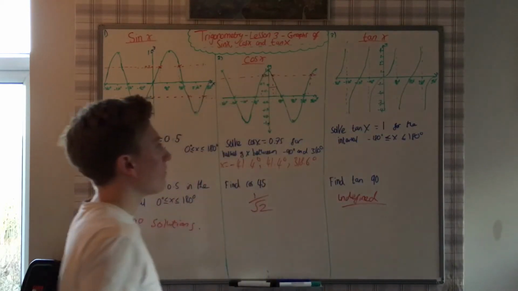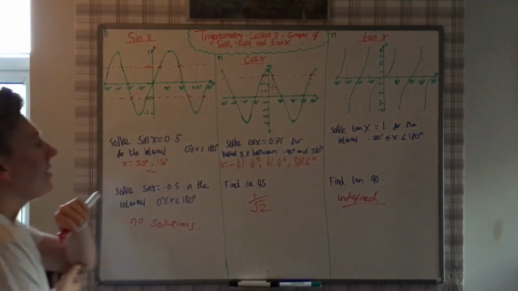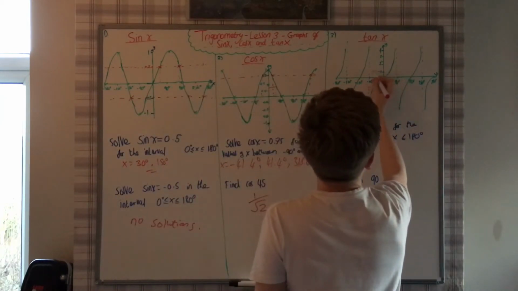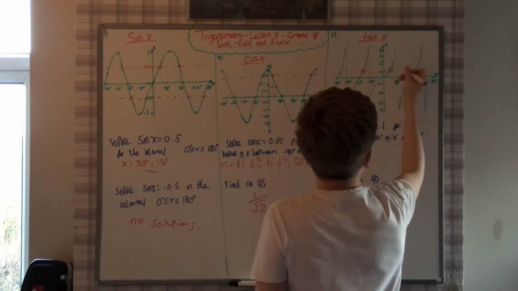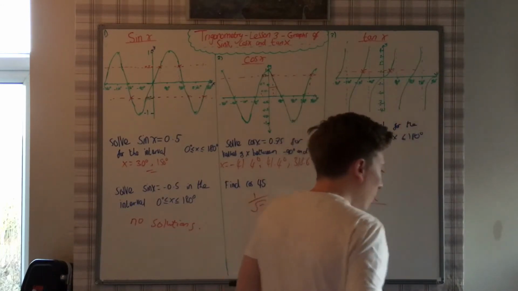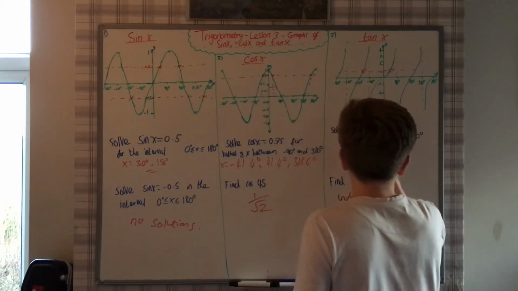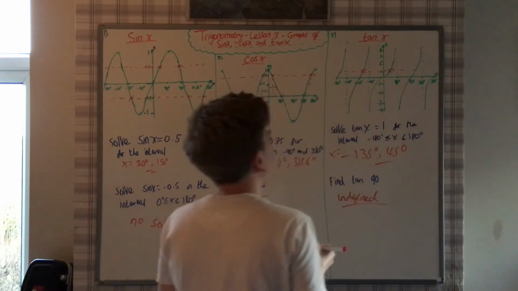It's an asymptote. The first one though says solve tan x is 1 for the interval minus 180 and positive 180. So what we do here is we go across at 1 and read off the values, of which there are 2, minus 135 degrees and 45 degrees. So there are two answers for that one.